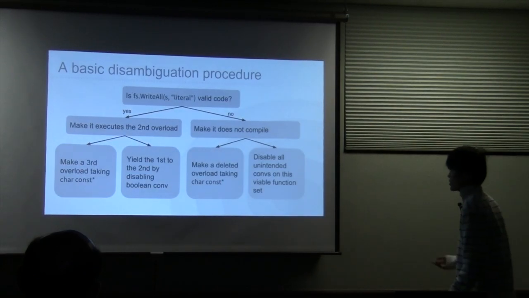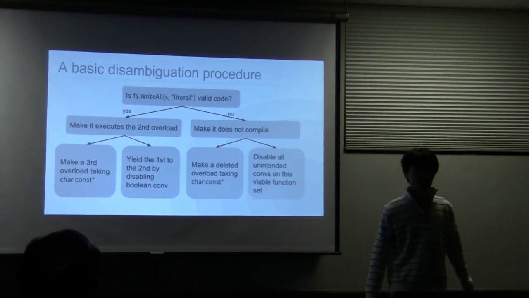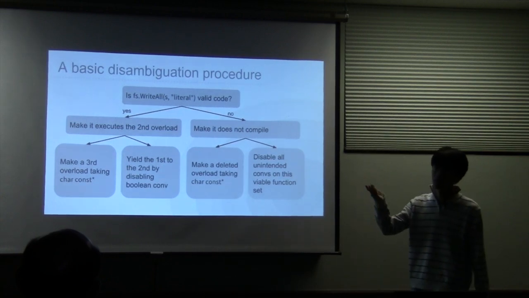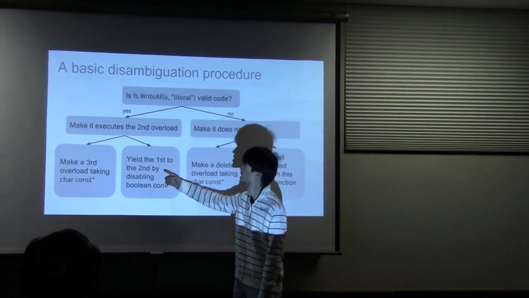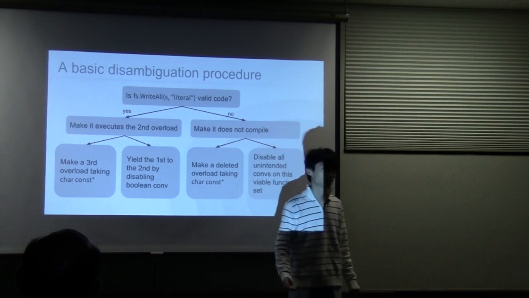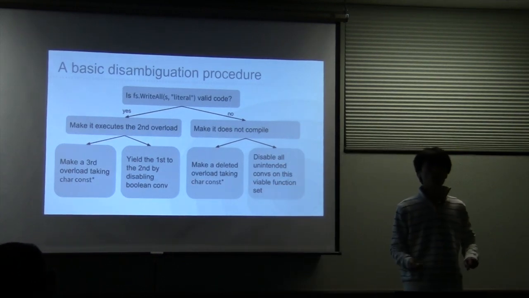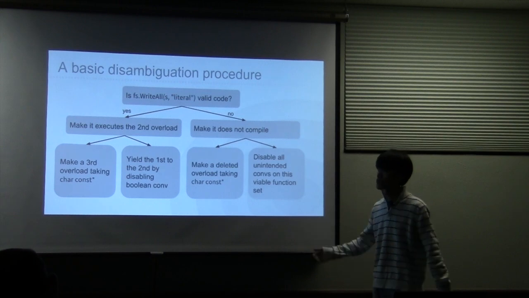And we might have another option. We can say the Boolean conversion doesn't make sense. So we kill the second Boolean conversion by yielding the first to the second, because we are going to talk about the technology used behind to achieve this.